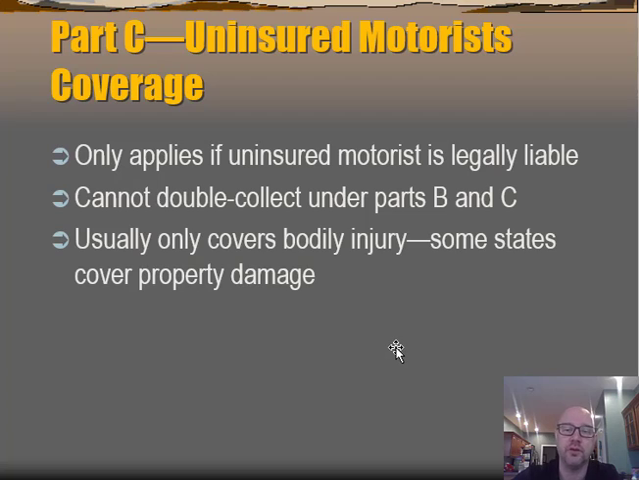Uninsured motorist coverage is only necessary because there's so many people who drive without auto coverage, even though that's against the law. And the statistics tell us it's about 15%. It's about 1 in 7. That's a lot of people driving without insurance. That means if you get into an accident and it's the other person's fault, there's a 1 in 7 chance they don't even have insurance.